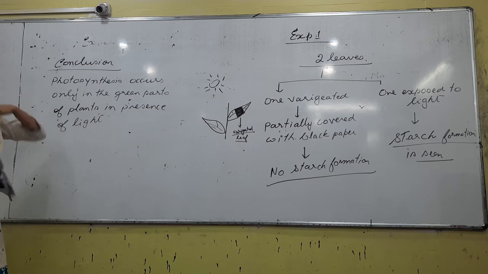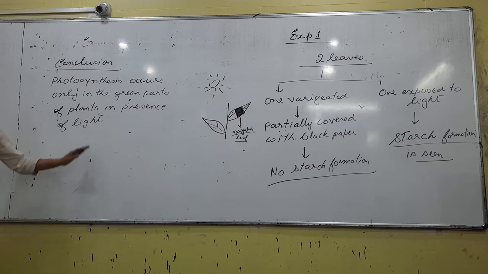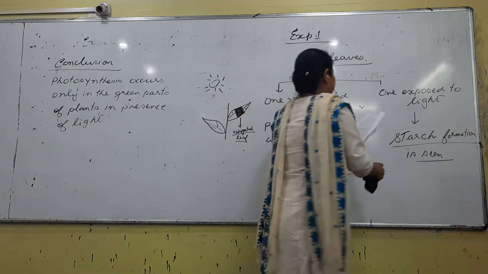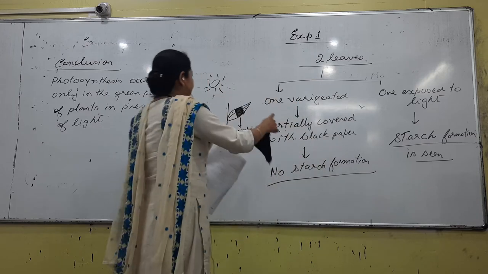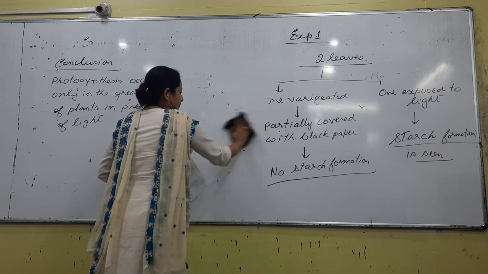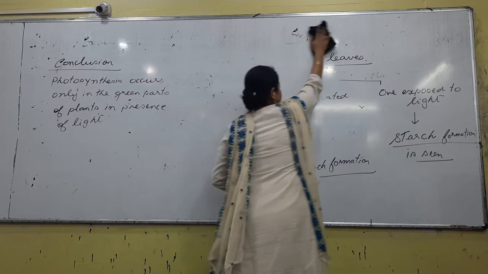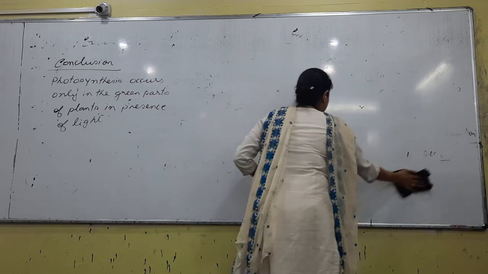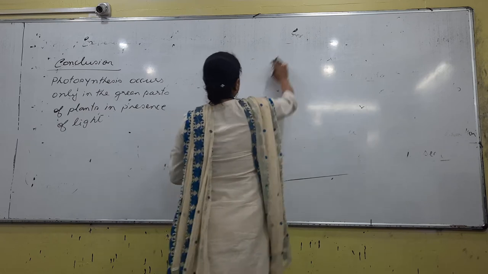Understood? So the question: what does the experiment with variegated leaf conclude? It concluded that photosynthesis occurs only in green parts of a plant in presence of sunlight. Clear? Okay. Can I rub this part? Understood, no? Okay. Next, experiment 2.